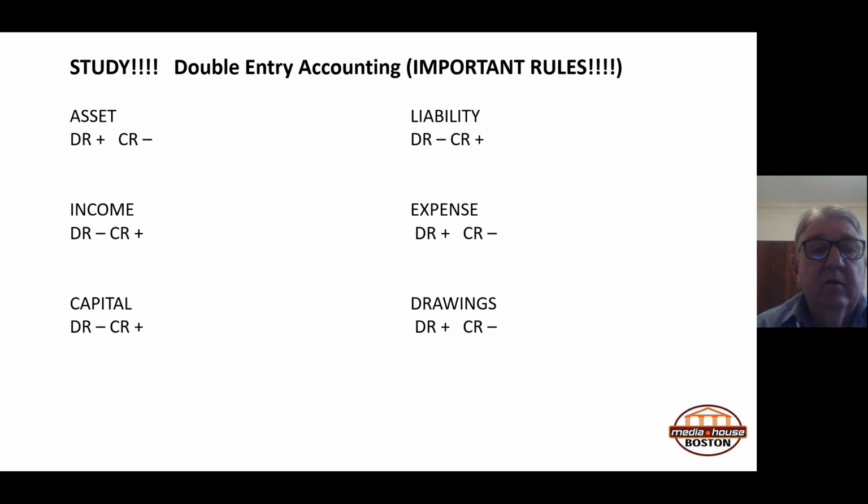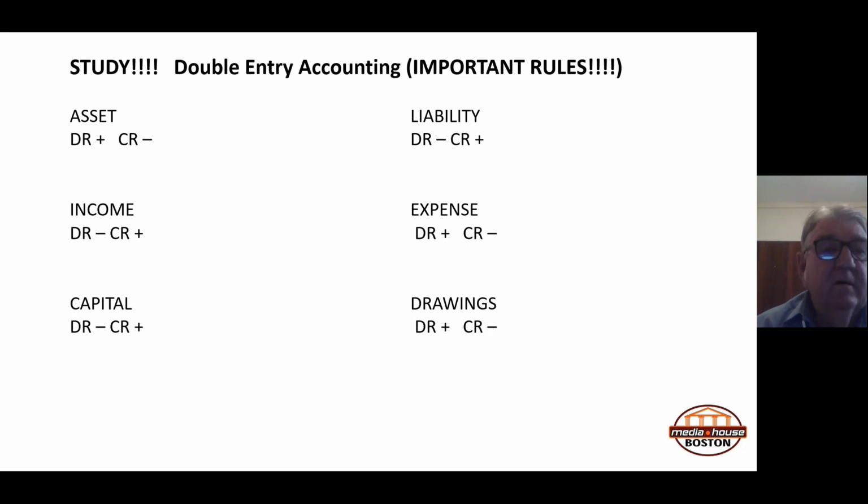Okay, let's just recap then on the rules of double entry accounting. Remember, for every debit, there must be a credit. For every credit, there must be a debit. Okay, let's recap then the assets.